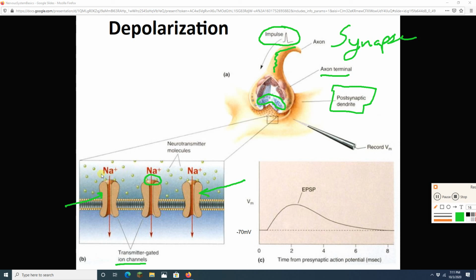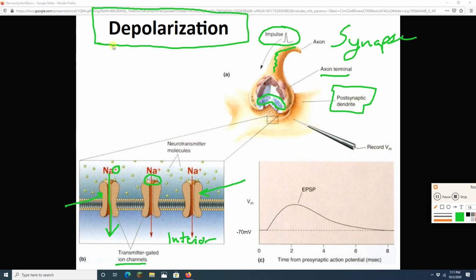And look what sodium does. Sodium rushes in. Sodium is a cation. When sodium rushes in, the interior of my neuron is going to get more positive. And we see that in my graph here. It goes up. It gets more positive. The word for this positive change is depolarization.